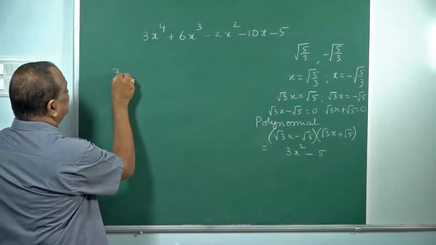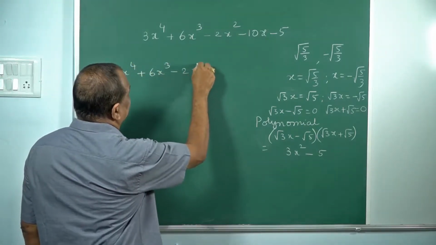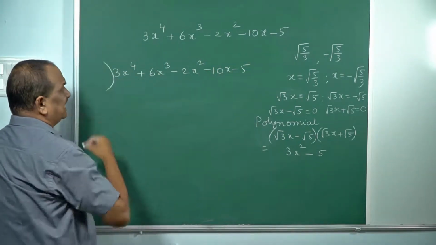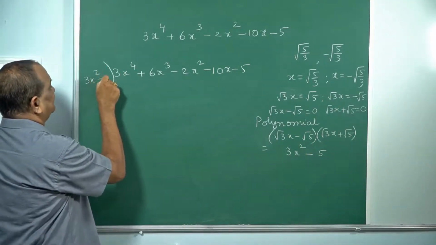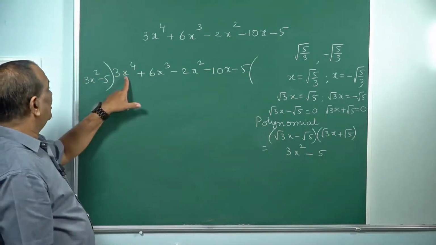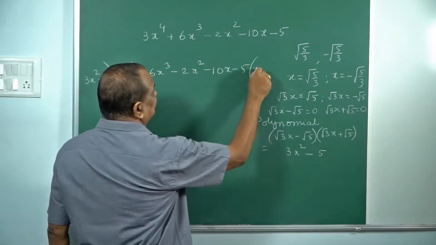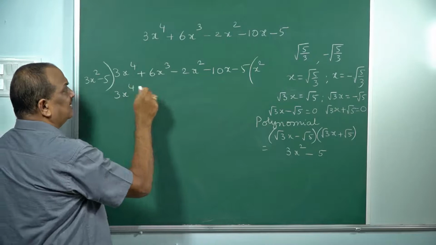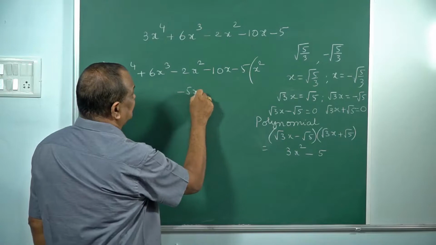It's a very simple division. 3x power 4 plus 6x cube minus 2x squared minus 10x minus 5 must be divided by 3x squared minus 5. Start your division. 3x power 4 divided by 3x squared is simply x squared. I write x squared here. x squared times 3x squared, 3x power 4. x squared times minus 5, minus 5x squared. x squared under x squared.